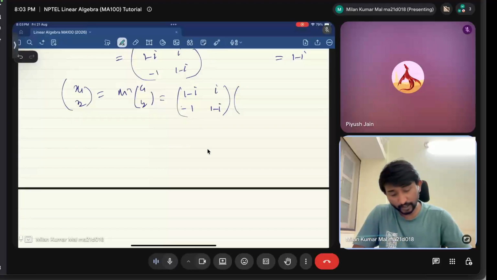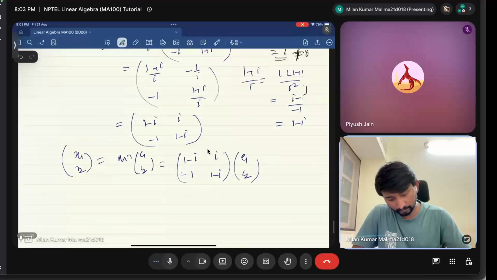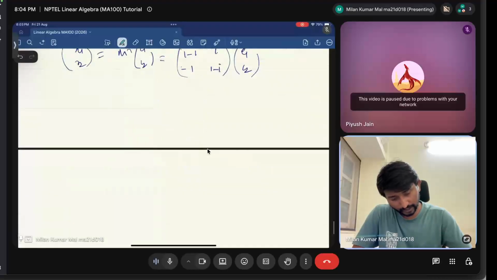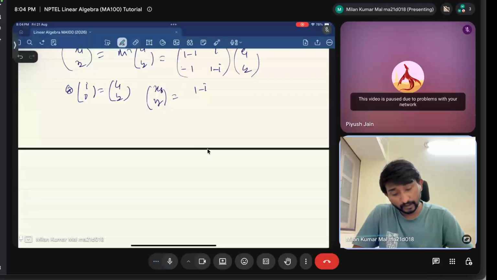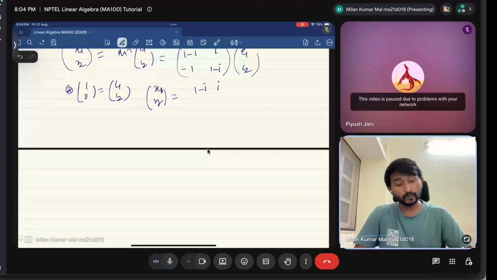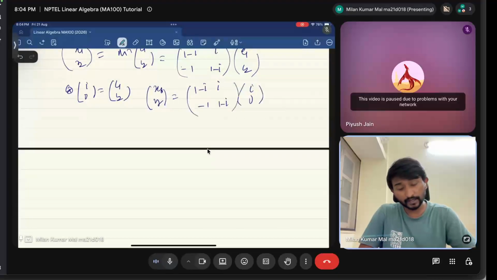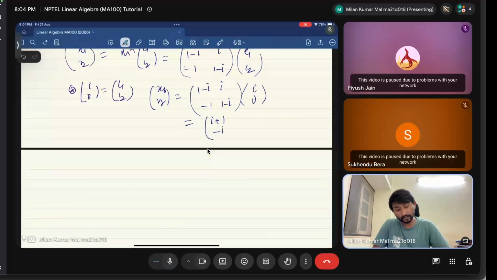Then what will be the x and y? x and y will be 1 minus i, this will be i, this will be minus 1, 1 minus i, and this will be like i comma 0. So the first product will be 1 minus i into i, that is i minus i squared, that is i plus 1, and another thing is minus i. So that means the first vector i comma 0 can be written as (i + 1) times v1 plus (minus i) times v2.